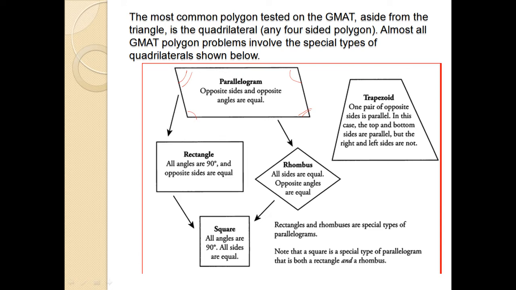Then we will discuss the rectangle. A rectangle is a type of quadrilateral in which all the angles are 90 degrees, and opposite sides are equal. So this side is equal to this side, and similarly this side is equal to this side. A square is a type of quadrilateral in which all 4 sides are equal, and each and every angle is 90 degrees.